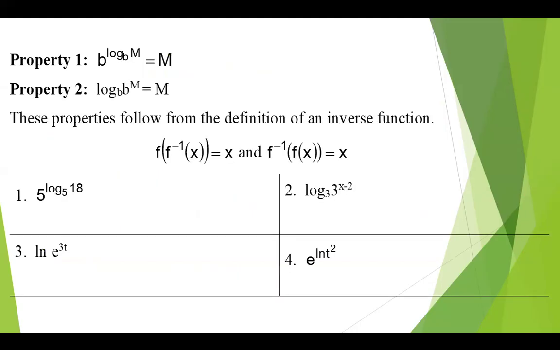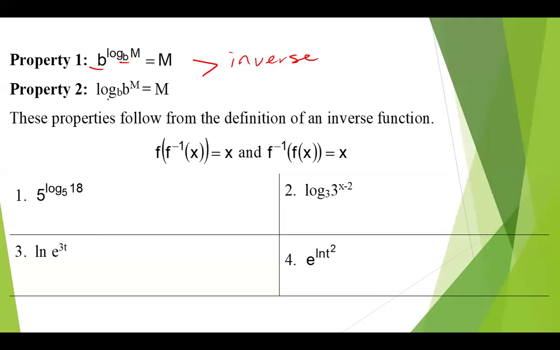All right. So the first properties that we're going to look at here are our inverse properties, essentially. So we have inverse property 1. Inverse property 1 applies to when you have a log raised to an exponent and the bases are the same, they're going to cancel each other out. And it's just going to equal m because they are inverses of each other.